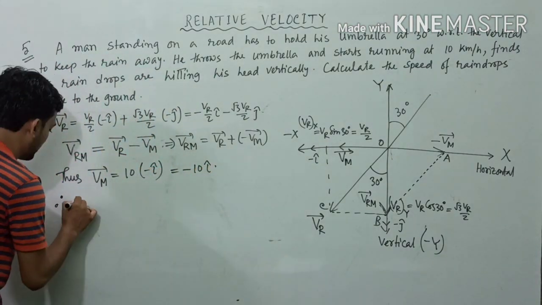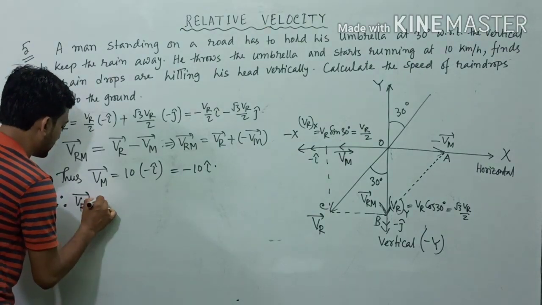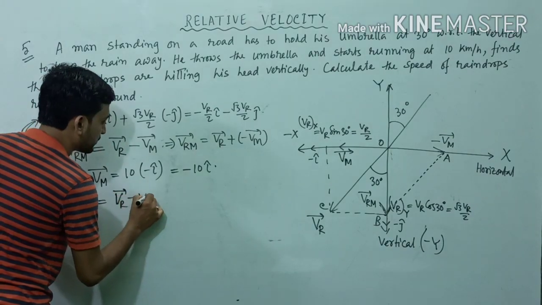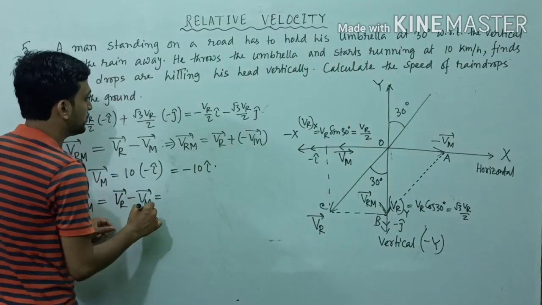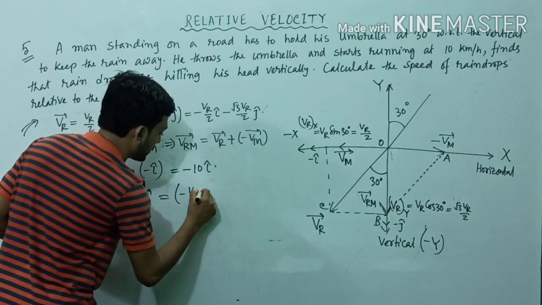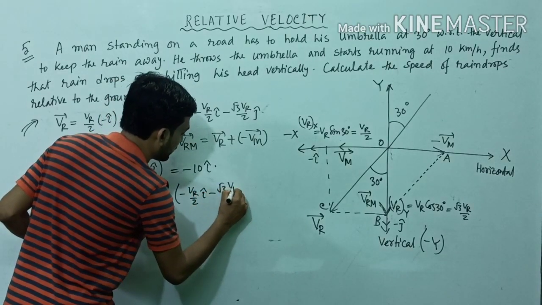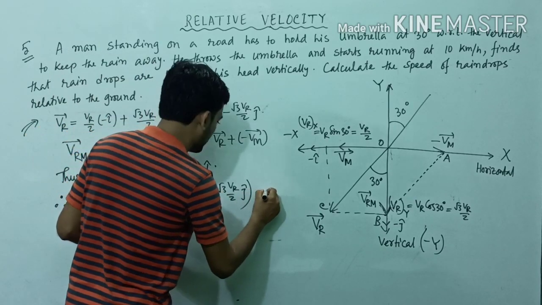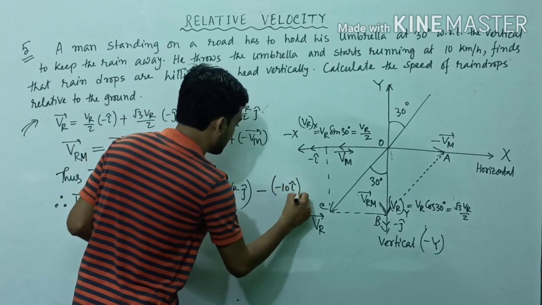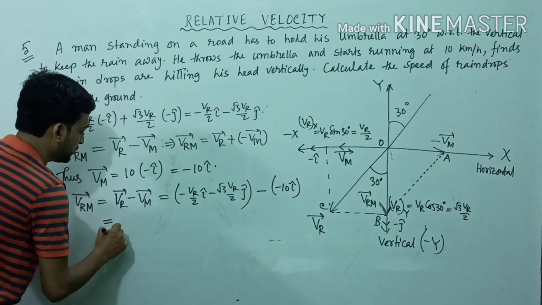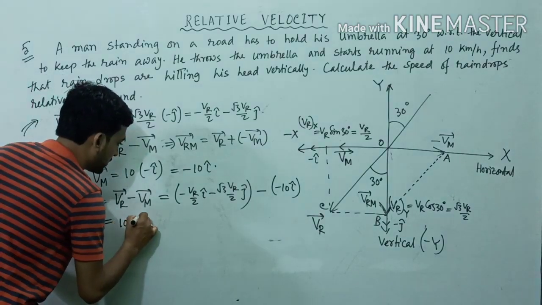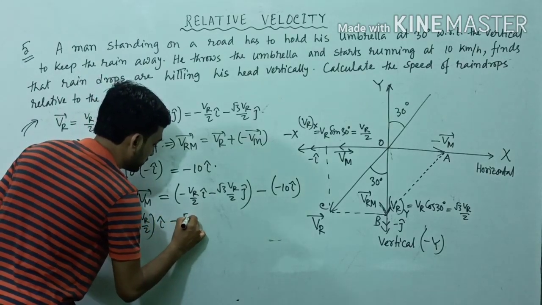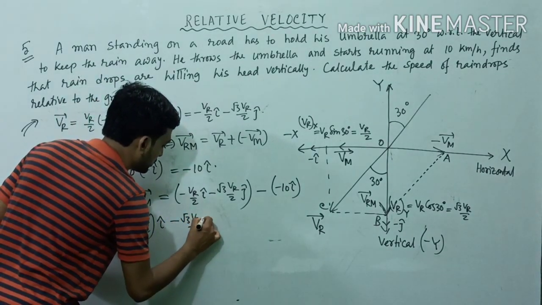Therefore apparent velocity of rain with respect to man is equal to Vr vector minus Vm vector. This is equal to minus Vr by 2 i cap minus root 3 Vr by 2 j cap minus of minus 10 i cap. This is equal to (10 minus Vr by 2) i cap minus root 3 Vr by 2 j cap.